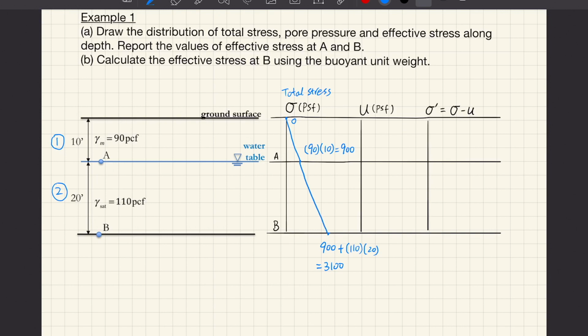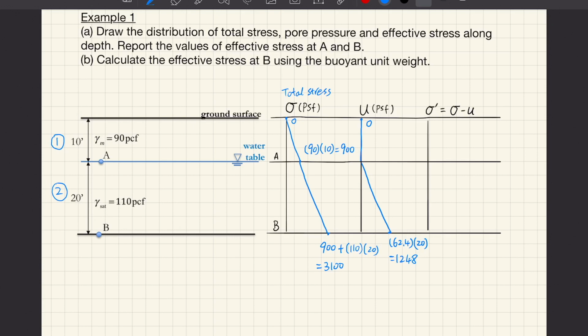And then for pore pressure, the pore pressure is 0 for the first layer because it's above the water table, so it's going to be just a vertical line here. And then at point B, the pore pressure is the unit weight of water, 62.4, times the depth to the water table, that's 20. This is 1248. And you just connect these 2 points again. So that's the pore pressure.